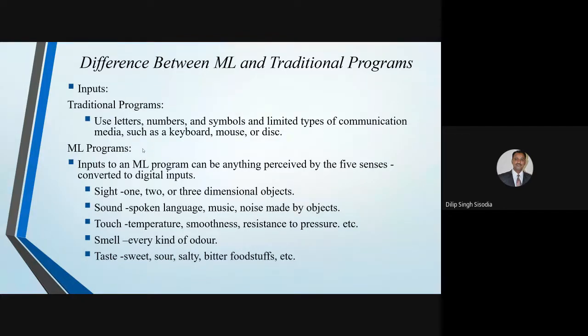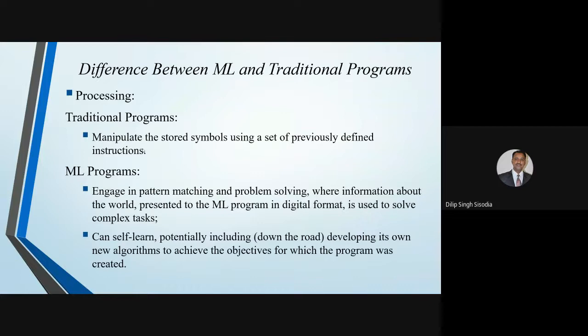How will these inputs be converted? There are different sensors and transducers available, which can easily convert sight, sound, touch, smell, different types of senses into digital form. So we can process these inputs in an ML program. Processing in a traditional program: we manipulate and store symbols using a set of previously defined instructions. But machine learning programs engage in pattern matching and problem solving, where information about the world is presented to the ML program in digital format.